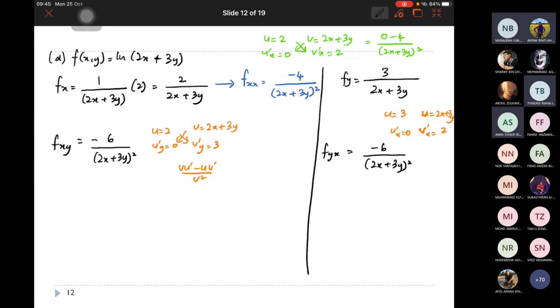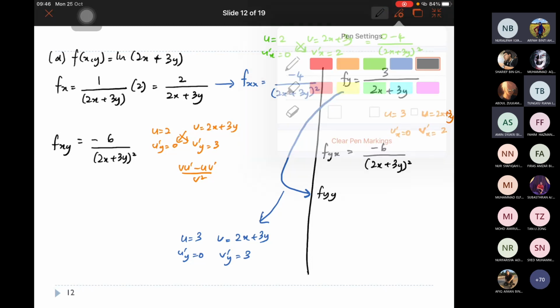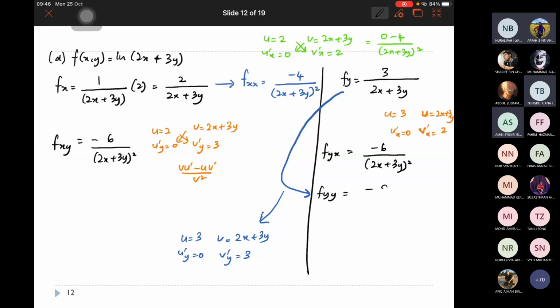Fyy lagi satu. FYY. So the same lah. From here kita nak dapatkan FYY. By which your U equal to 3, U prime Y equal to 0, V equal to 2X plus 3Y, V prime Y equal to 3. So you are going to have this one akan sama dengan negatif 9 over 2X plus 3Y squared.